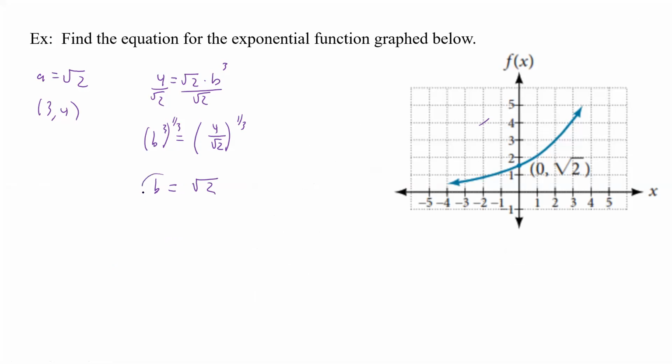Well, now I've got my a and b, so I can write my function f of x equals square root of 2 times square root of 2 to the x power. Okay, and that would be my function. Now, are you going to get something different if you use one of these different points here and you're estimating? Yeah, you're going to get a slightly different answer. But again, we're going to get something as close as possible with what we can guess as far as that point is.